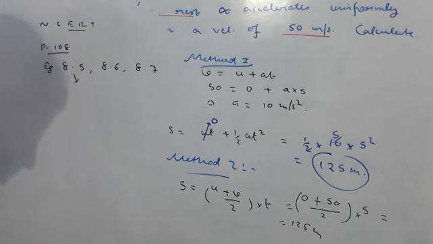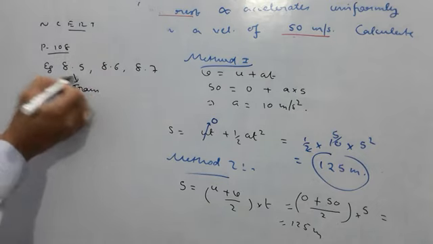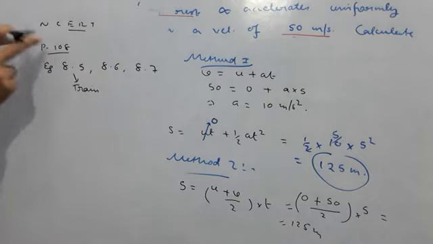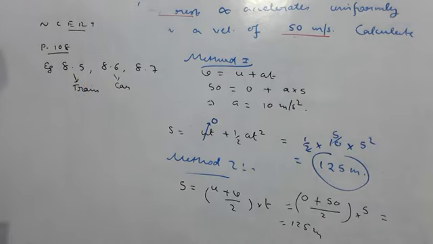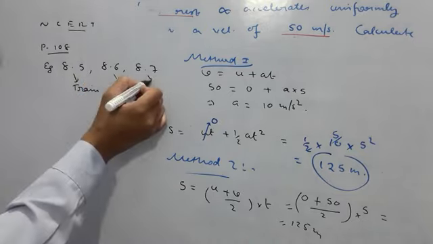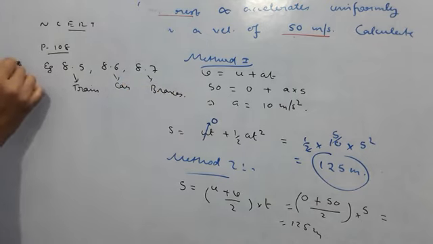8.5 is a train starting from, this is related to a train. Why I am saying this? Because if the page numbers don't match, you can guess from this. 8.6 is related to a car. 8.7 is related to brakes applied to a car, etc. So this is number 1.